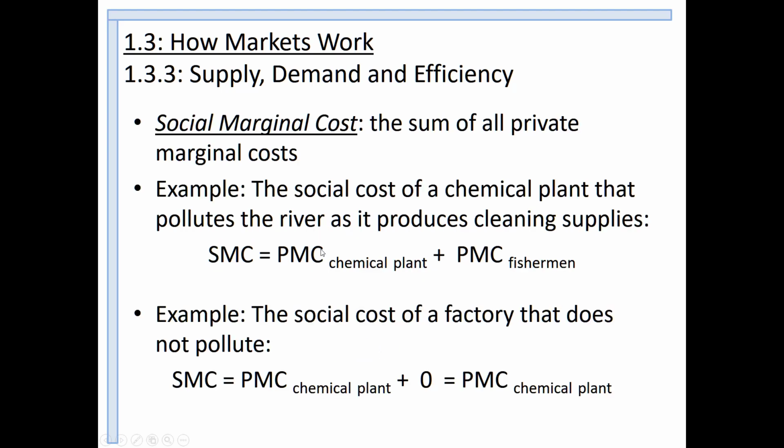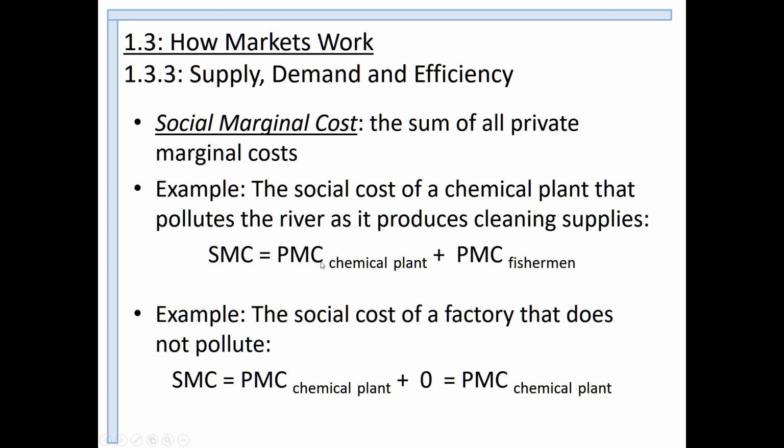Now, before we talk about the second condition, let's define social marginal cost, which is just the sum of all private marginal costs. Let's start with the following example: the social cost of a chemical plant that pollutes the river as it produces cleaning supplies. Let's say we're talking about the chemical plant that produces Clorox. What would be the social marginal cost?